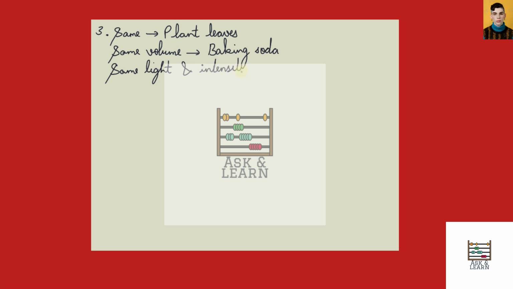Next part, for the fourth question, the variables used in the leaf disc assay experiment include the type and concentration of syringe solution, the intensity of light, and the presence or absence of baking soda.